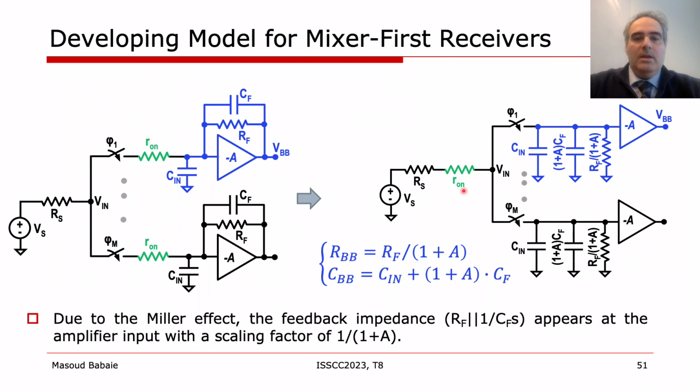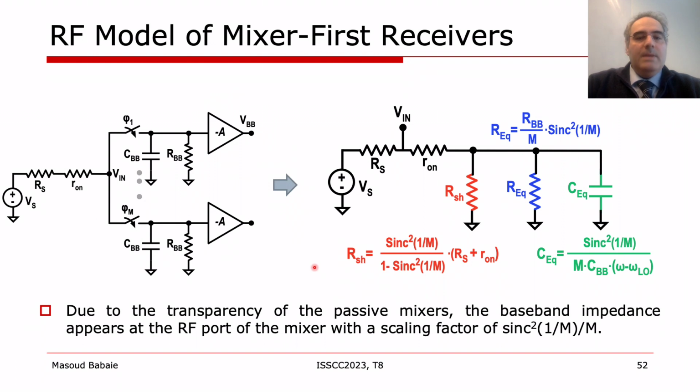Then, due to the Miller effect, the feedback impedance appears at the input of the transimpedance amplifier with a scaling factor of 1 over 1 plus A. Consequently, the baseband resistor is equal to Rf over 1 plus A, and the baseband capacitor is equal to Cin plus Cf times 1 plus A. Due to the transparency of the passive mixers, the baseband impedance is upconverted to RF with a scaling factor of sinc squared of 1 over M divided by M. Hence, I replace all the switches and baseband impedances with an RF impedance consisting of C equivalent in parallel with R equivalent.